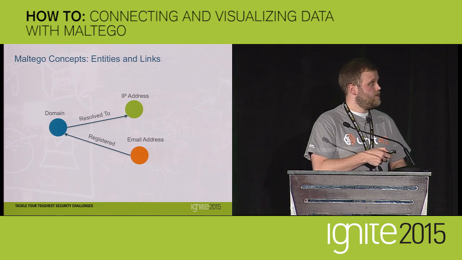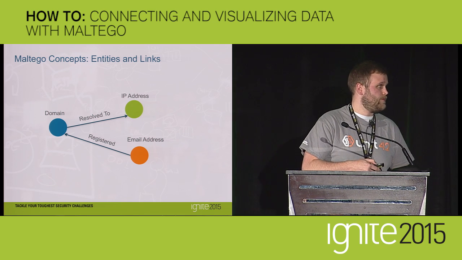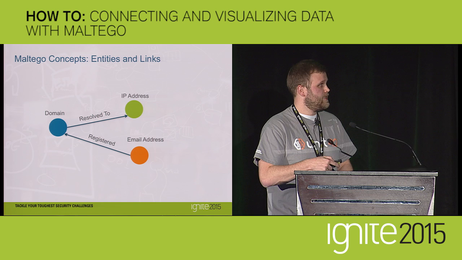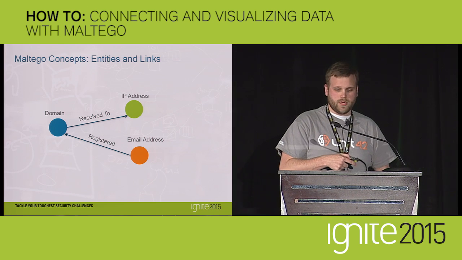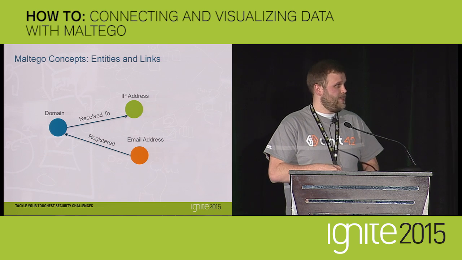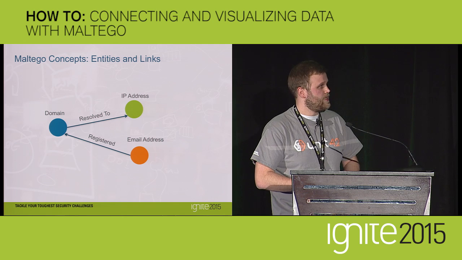Entities can be linked from one to another with a relationship. Relationships are directional. They can be bidirectional, but they have text that can be associated with them. So we can say that this domain resolved to this IP address. We could put a timestamp on that if we want to. And we can also say that this email address was used to register this domain. So these are relationships, links between separate entities.